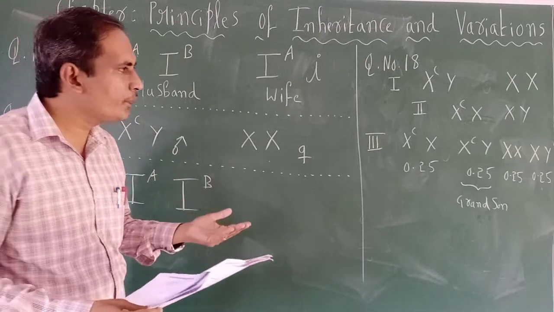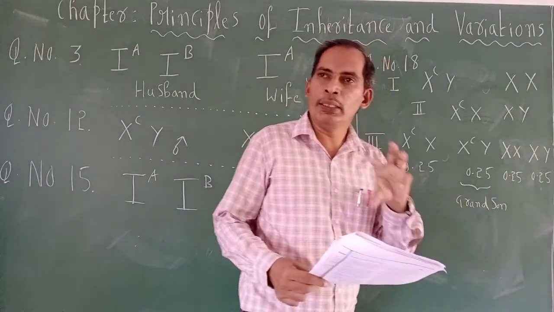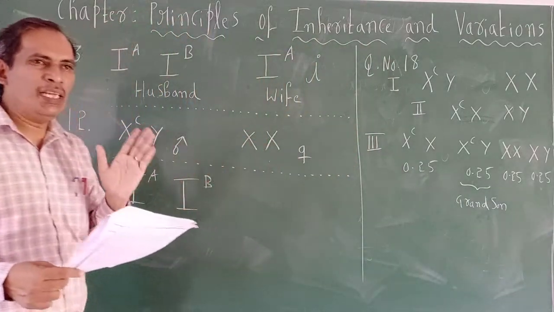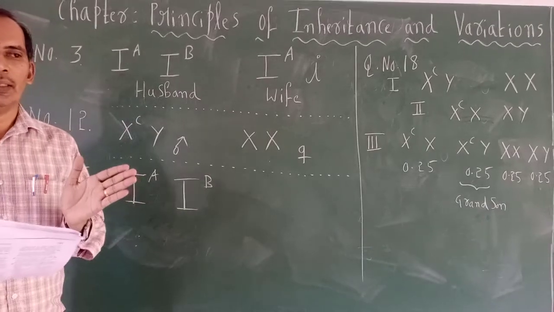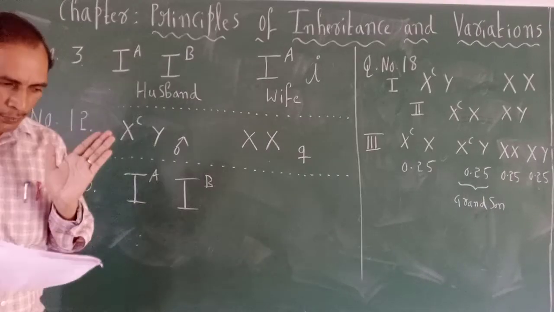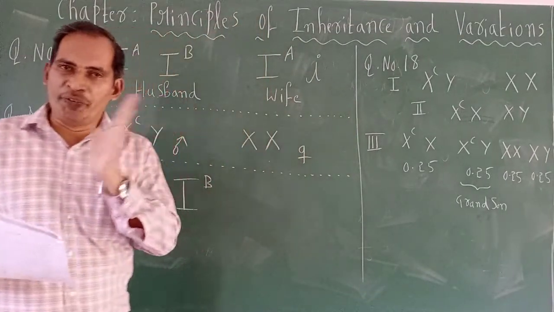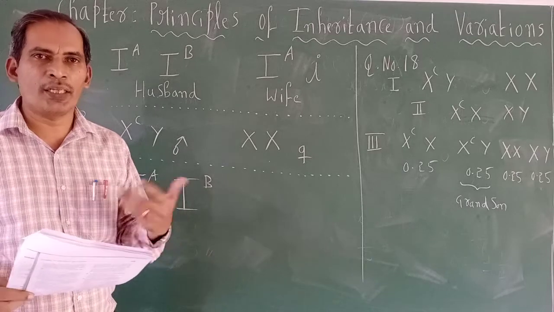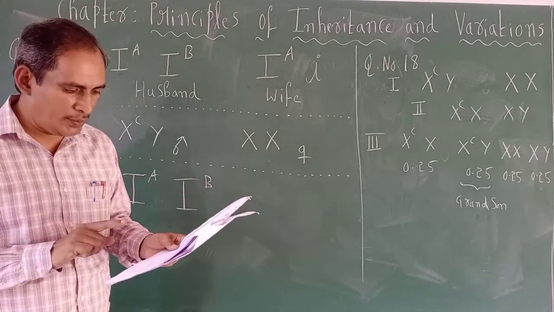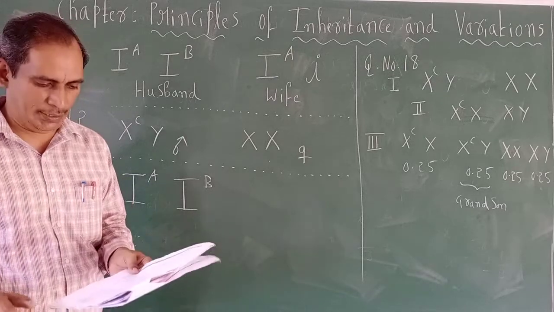So in that case, as I told already, among the males, 50% of males will be colorblind. Among the 50% of males, 25% will be colorblind, and the other 25% will be normal. So the correct answer is option A, 25%.